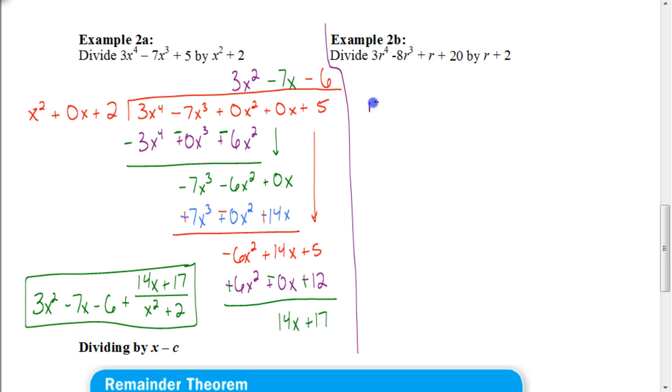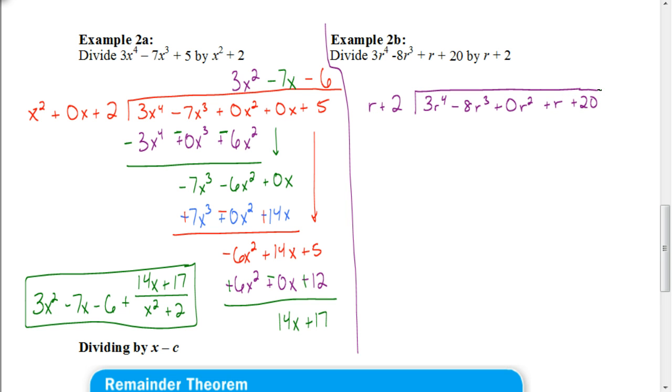So I'm going to start out with r plus 2. Now our dividend, remember we have to include the 0r squared here. So it's going to be 3r to the 4th minus 8r cubed plus 0r squared plus r plus 20.